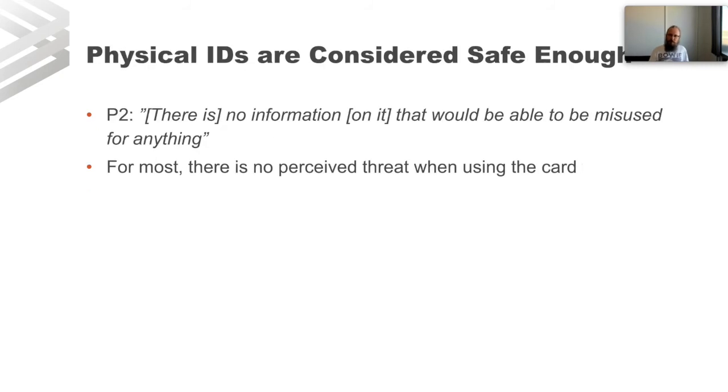We also found that for a lot of the participants, physical IDs were considered safe enough. So one of them said that there's no information on it that would be able to be misused for anything. And this was this particular participant's mental model, and that might not necessarily be true, but at least this is how they perceived it. And even the participants who knew that there was, for example, the Danish Social Security number on their driver's license, they still didn't really perceive much of a threat when they used it to pick up a package or verify their IDs.